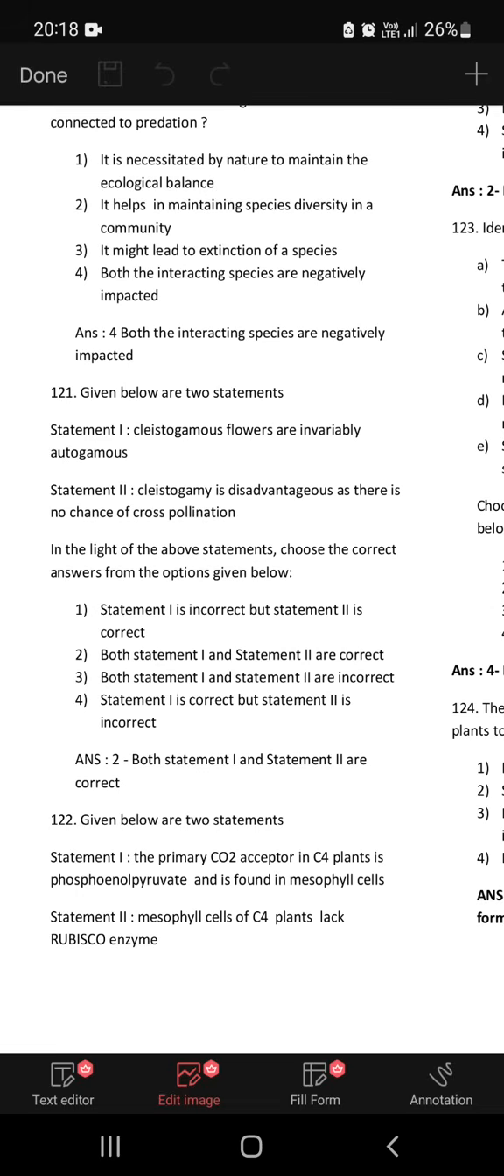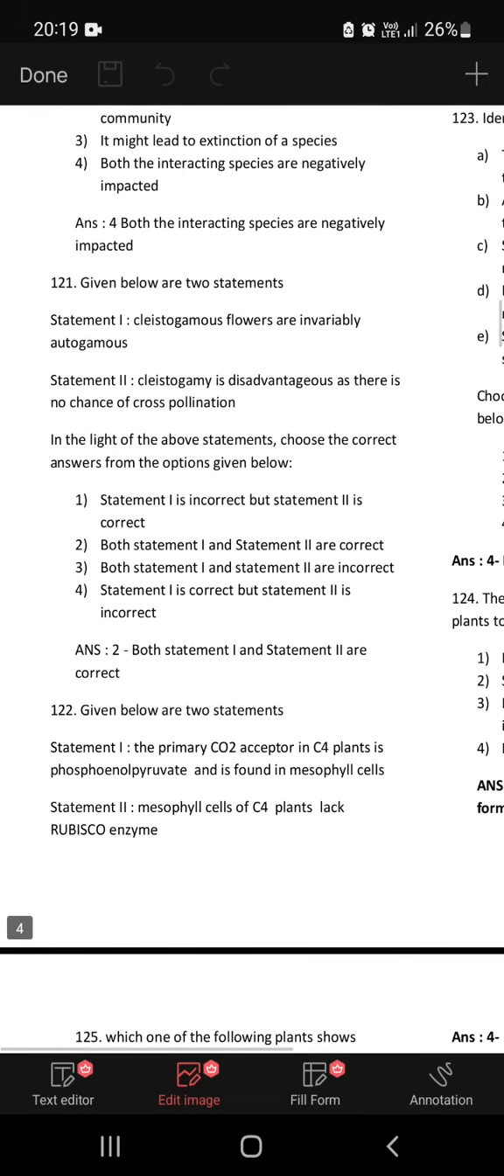The flower never blooms, so as a result, self-pollination is the rule there. Cleistogamy is disadvantageous as there is no chance of cross-pollination. That is also correct. So both statements 1 and 2 are correct, so the second option. Statement type questions, assertion and reason, we are seeing plenty of them.